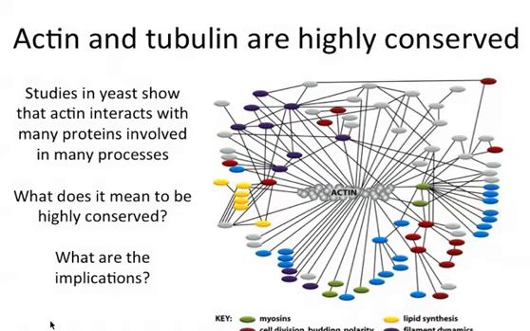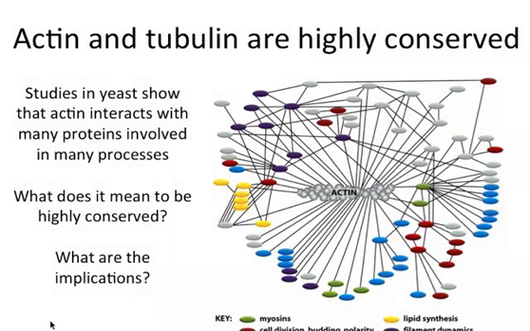Okay. So actin and tubulin are highly conserved. There are many different types of actin in the cell and different types of tubulin in the cell. And not only that, they differ among different species. Actin and tubulin are conserved.